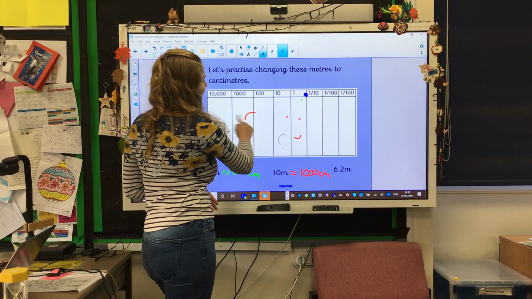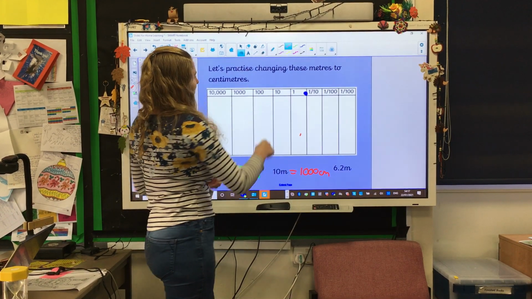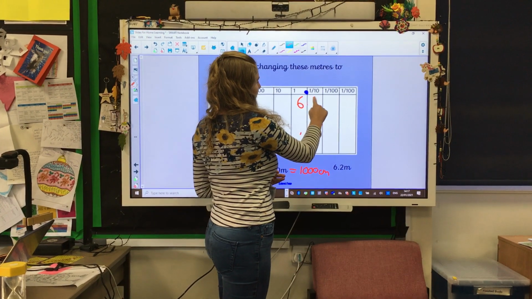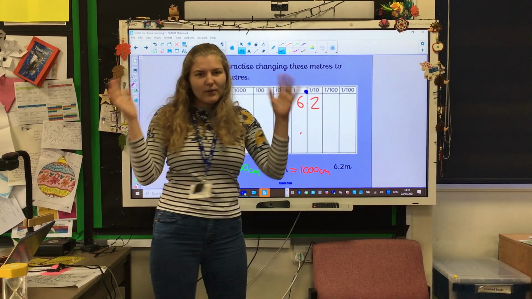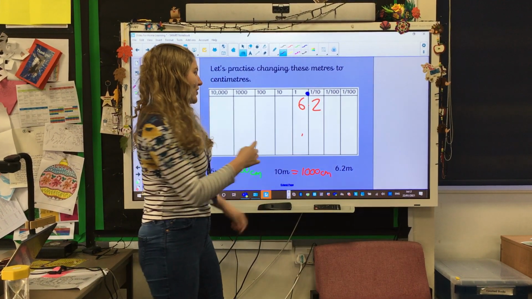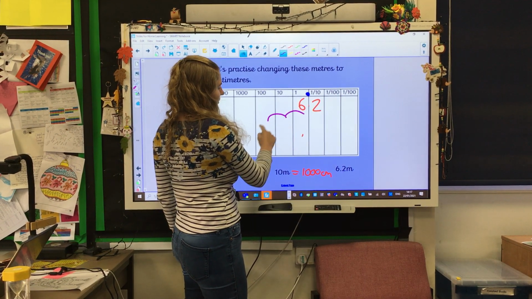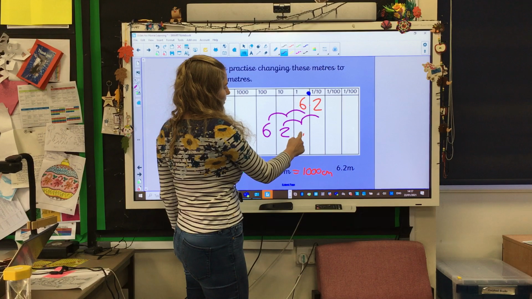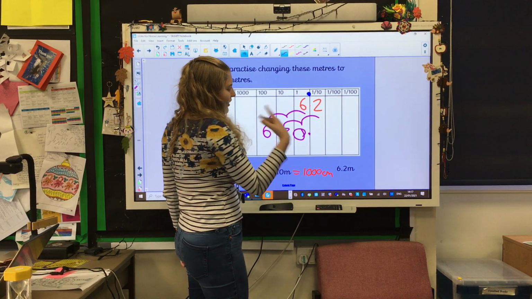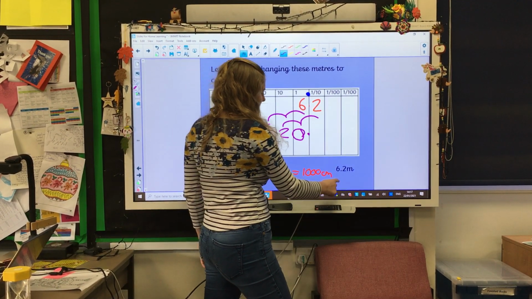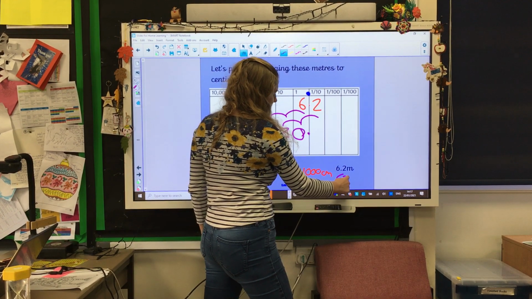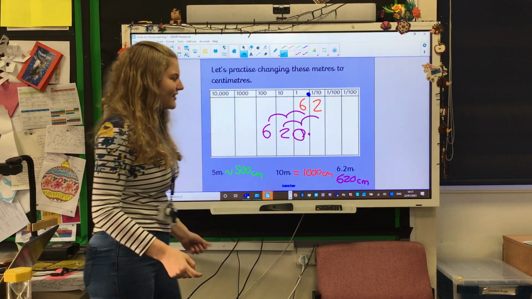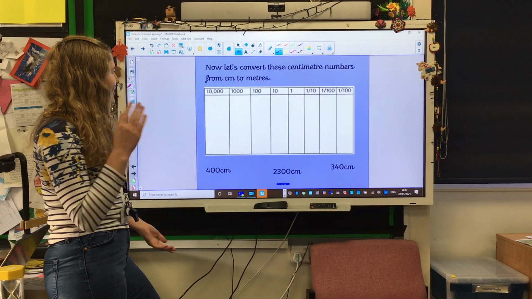And lastly, very excitingly, we've got a decimal point, so we can finally use this bit of the grid. We've got 6.2. So just like we were doing before, we need to move everything 2 spaces. Are you ready? 1, 2. And again, 1, 2. Pop in your place value holder and you will see that 6.2 metres is the same as 620 centimetres. Nice and easy.